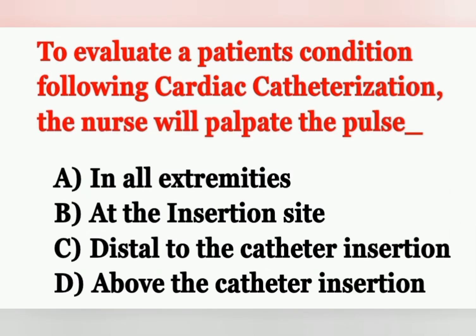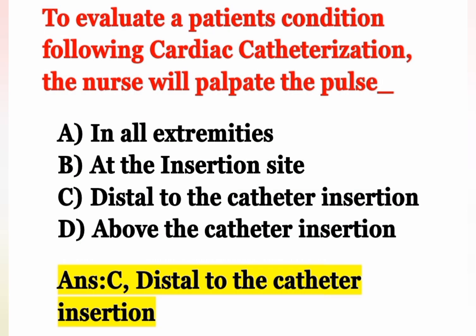The next question: to evaluate a patient's condition following cardiac catheterization, the nurse will palpate the pulse. Options: option A in all extremities, option B at the insertion site, option C distal to the catheter insertion, option D above the catheter insertion. After cardiac catheterization, the nurse will palpate the patient's pulse distal to the catheter insertion. Here option C is the correct answer, distal to the catheter insertion.